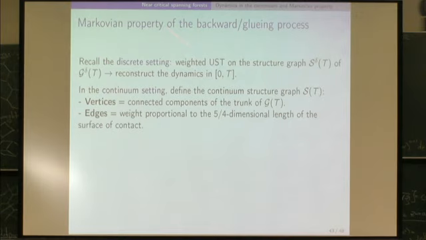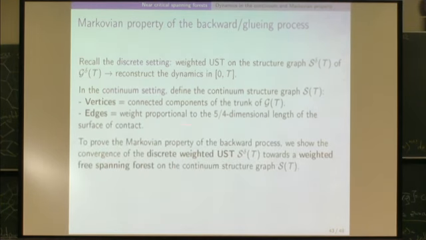But anyway, is there a way to make sense of this procedure in the continuum? For that, we can define a continuum structure graph, where the vertices are the connected components of the forest that you have at capital T, so there is no trunk here. And you put edges like before between the neighboring connected components, and you put weights which are proportional to the 5/4-dimensional length of the surface of contact. So you have a continuum analogue of this structure graph here.